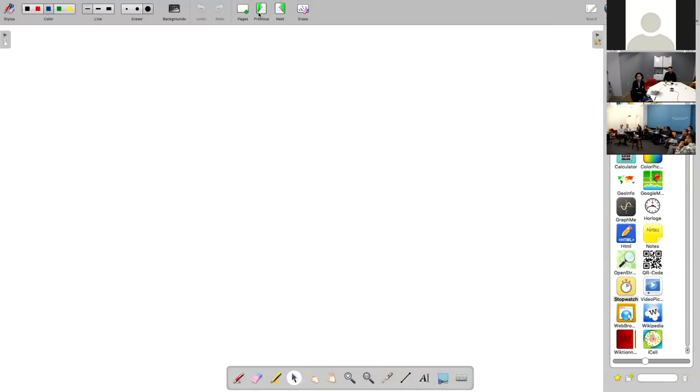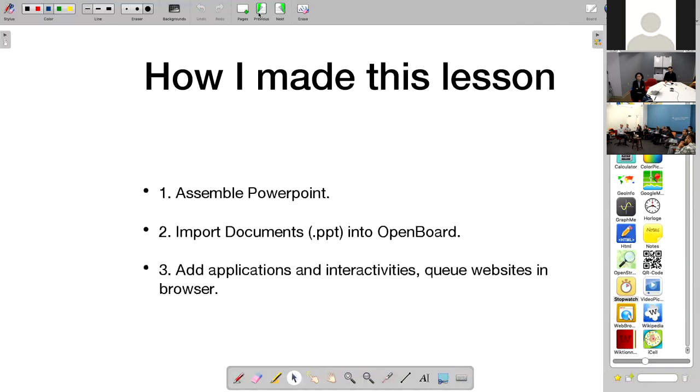Almost everything here is from PowerPoint. Right. So step two is you import the document. You take the PowerPoint and save it as a series of PDFs, which is just an export. It's a way of saving a PowerPoint. And then you go in OpenBoard. So watch what I do here. You go to Documents, and then Import.